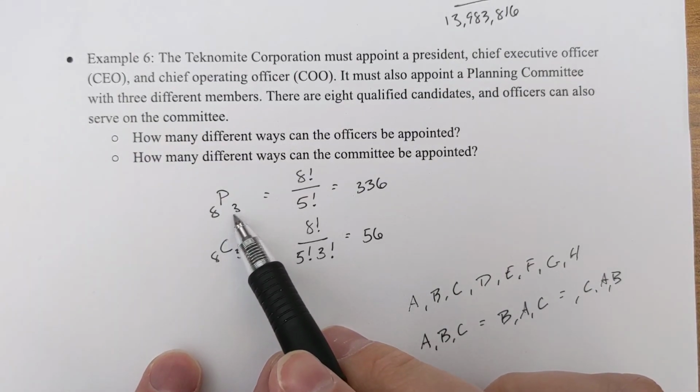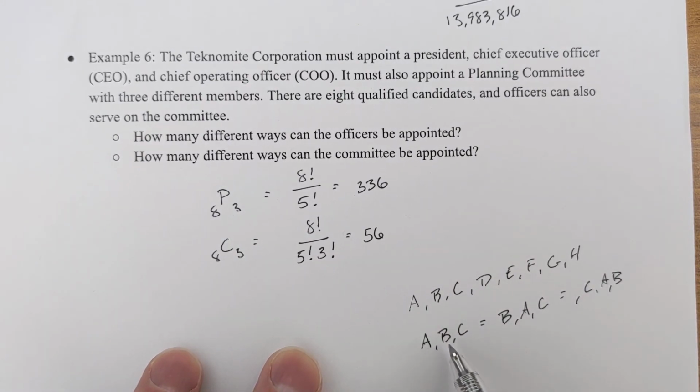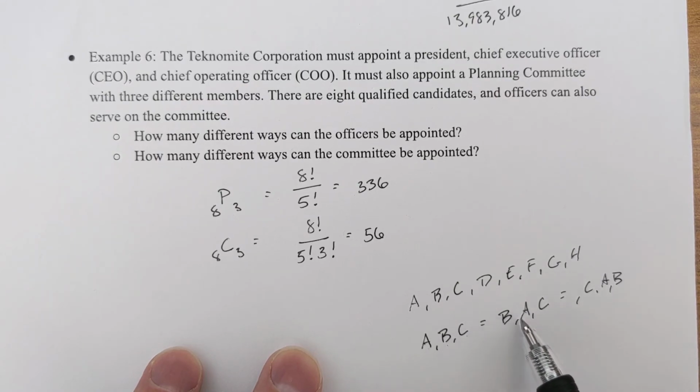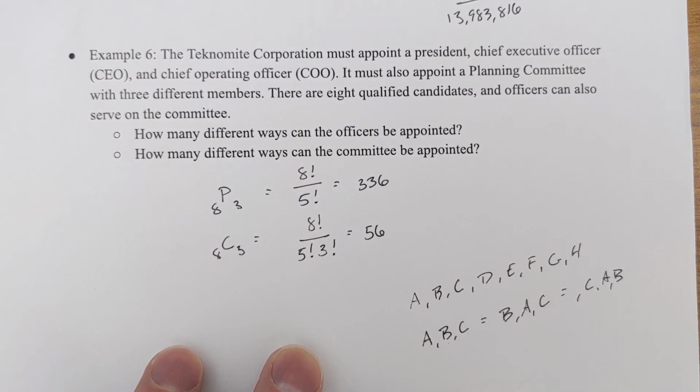Now for up here, if you have officers, president, CEO, COO is different than CEO, president, COO. So for a permutation, these 3 things are all different because A, B, and C each do a different job, whether they're first, second, or third. So that's kind of illustrating the difference between a combination and a permutation. But that brings us to the end of this section.